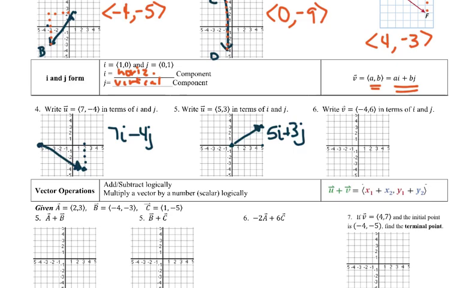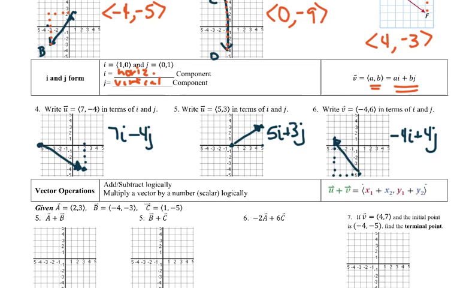And then finally -4, 6, maybe I'll start that down here just to have room for it. Left 1, 2, 3, 4, and then up 1, 2, 3, 4, 5, 6. There's the vector, and it's negative 4I plus 6J. And again, if someone drew that same vector with a different starting point, it would still be considered the same vector.